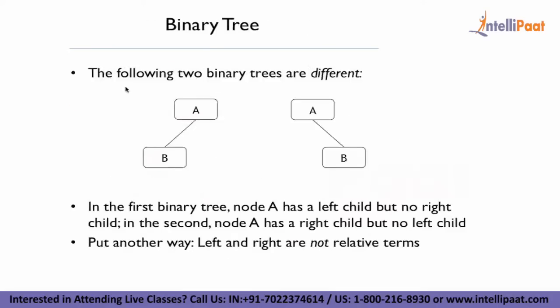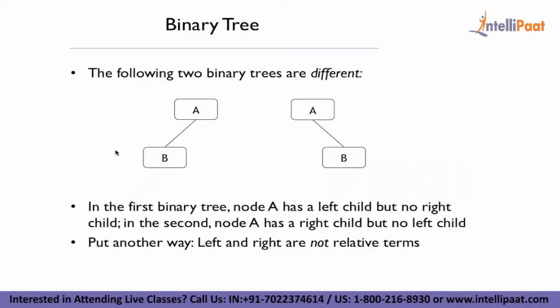Okay, so let's continue with further explanation on binary trees. In a binary tree, the following two binary trees are different. Suppose this is a node and this is one more node. Both nodes have the same values a and b, but these two are different binary trees. Why? Because here in this case b is the left child of a, but in this case b is the right child of a.